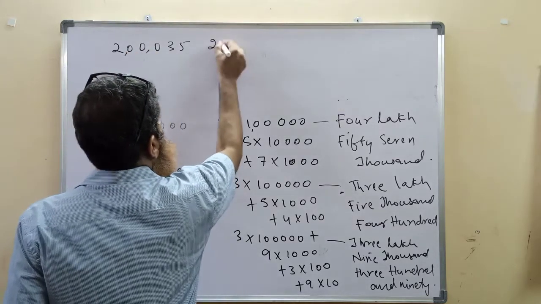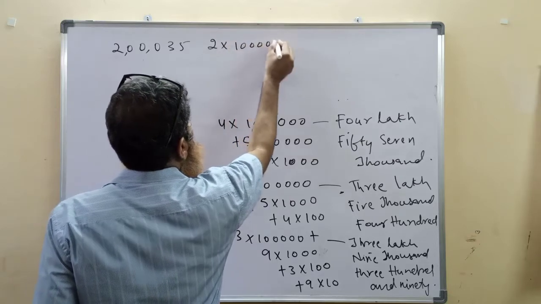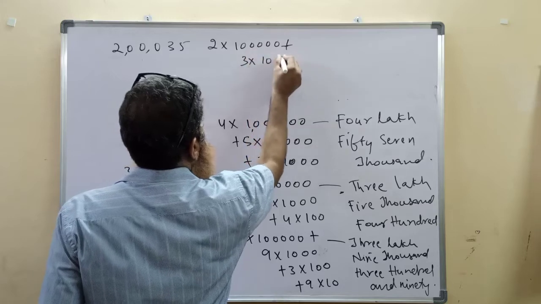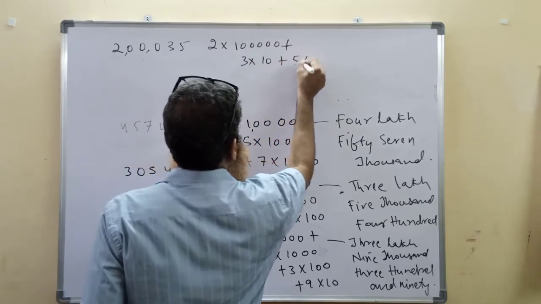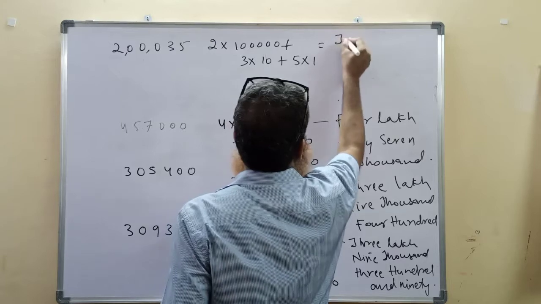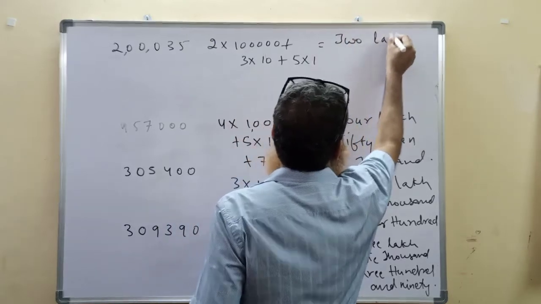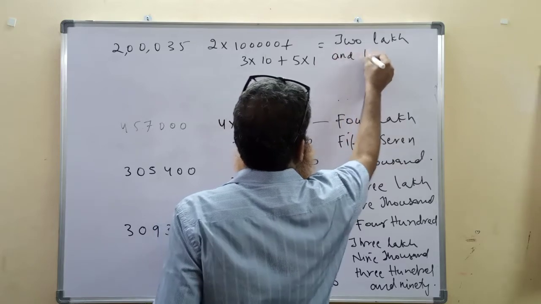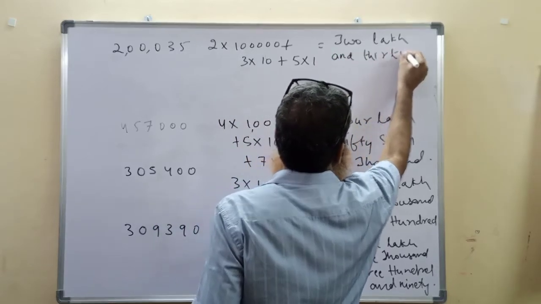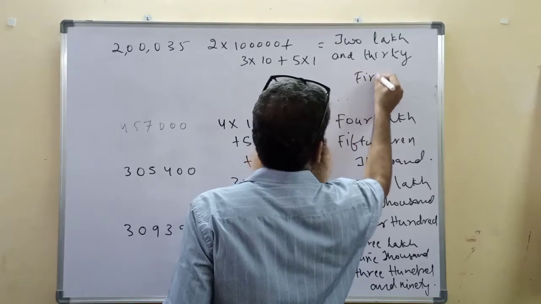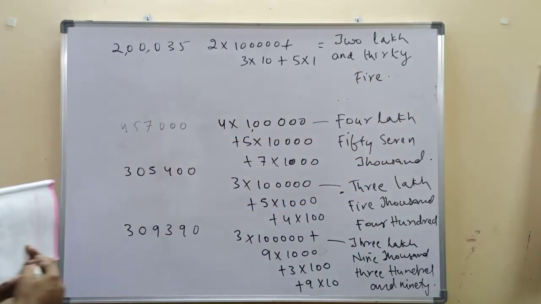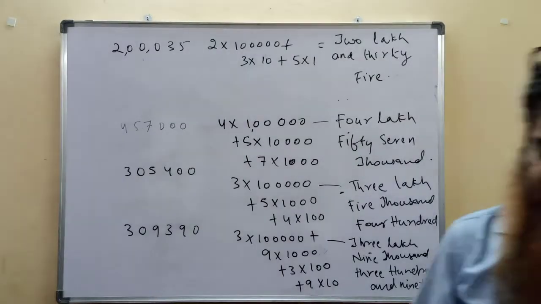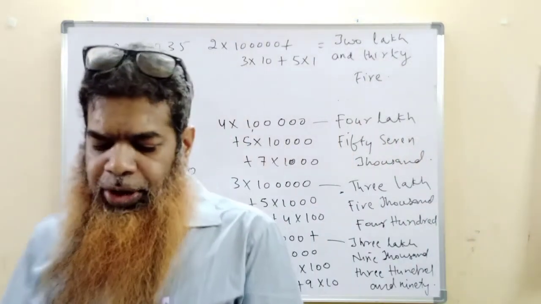We have 2 into 1 lakh plus 3 into 10 plus 5 into 1. It is two lakh and thirty five. We have 2 lakhs and 35. That completes the box. All the questions in the box we have solved.